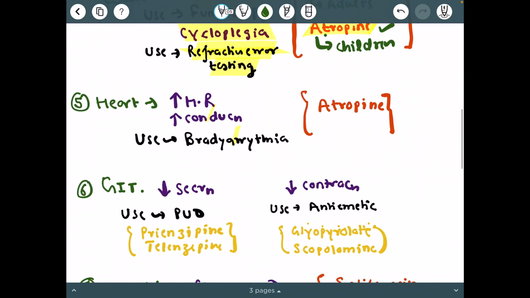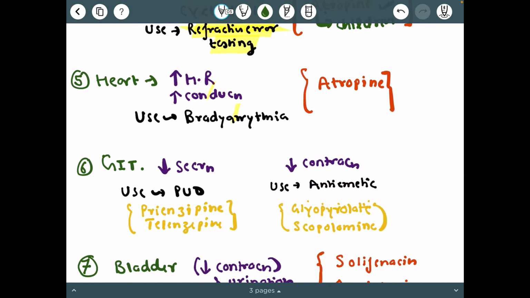You should remember this. Then in the heart, we all know that the parasympathetic decreases the heart rate. So anti-parasympathetic, that is antimuscarinic, will increase the heart rate and increase the conduction, and they are used in bradyarrhythmia, that is decreased heart rate. If we give an antimuscarinic like atropine, it will increase the heart rate.